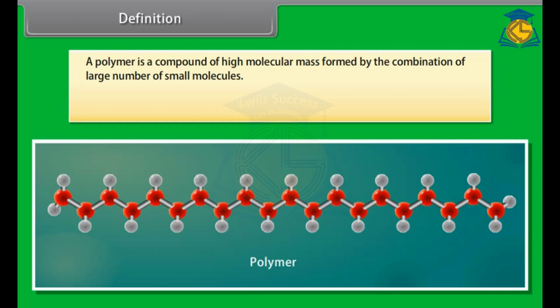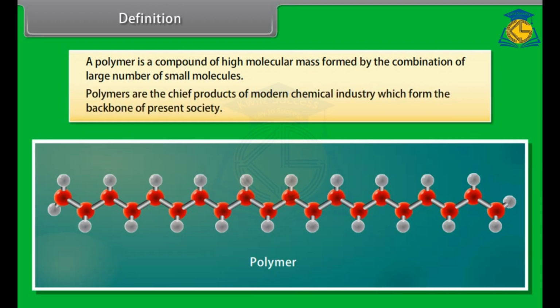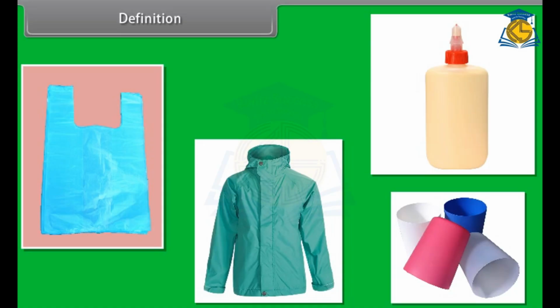small molecules. Polymers are the chief products of the modern chemical industry, which form the backbone of present society. In our everyday life, we use a number of materials like plastic dishes, cups, automobile tires and seat covers, plastic bags, raincoats, radio, TV and computer cabinets, a wide range of synthetic fibers for clothing, synthetic glues, flooring materials, and material of biomedical and surgical operations, all based on polymers.